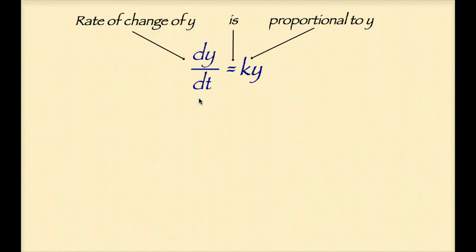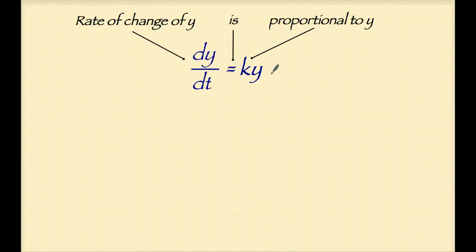Here is the differential equation dy/dt equals ky. The rate of change of y is proportional to y. The solution to this differential equation is the exponential growth or decay model y equals c e to the kt. But let's see how that solution is derived.